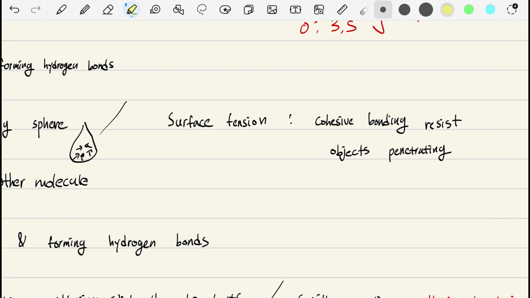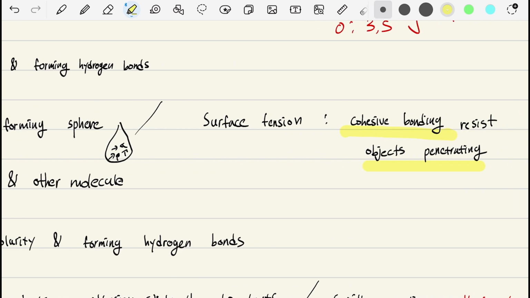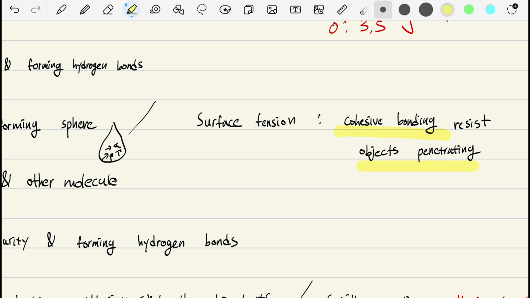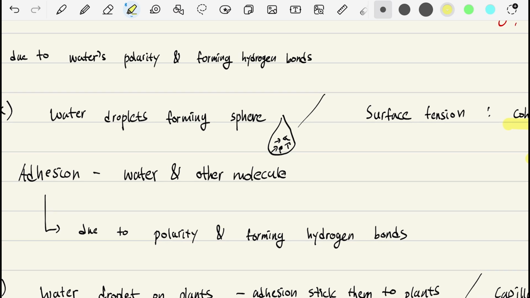And the other big example would be surface tension, and this happens because the cohesive bonding resists objects penetrating, which means going through the surface of water. This also holds the water together, which makes it a little bit round on the top of a cup when we fill it with water fully.